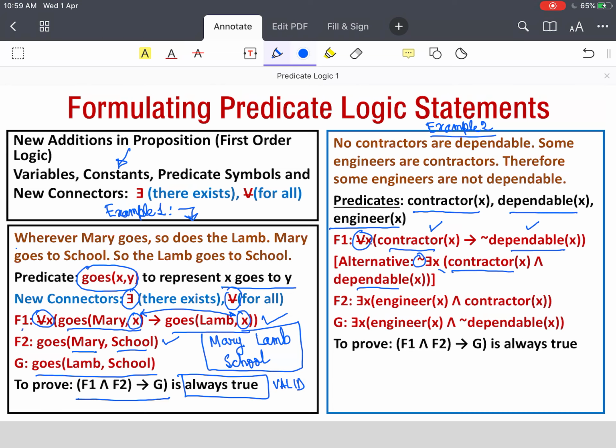Let us look at the second one. Some engineers are contractors, which means that there is a person who is an engineer and a contractor, which is true. Somebody could have asked me why I didn't write there exists X, engineer X implies contractor X.